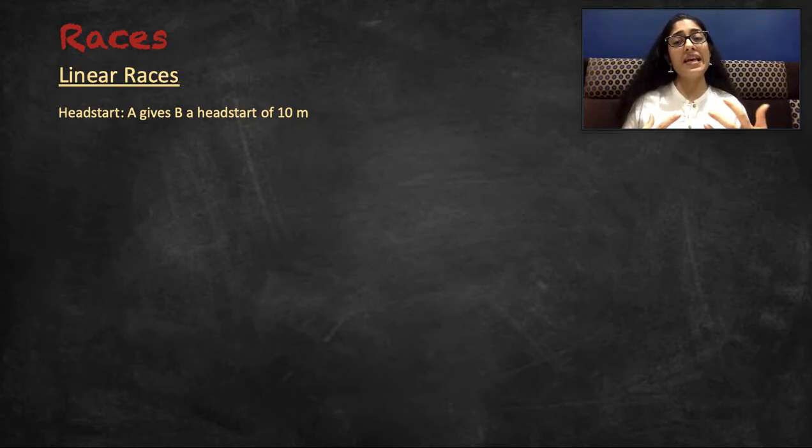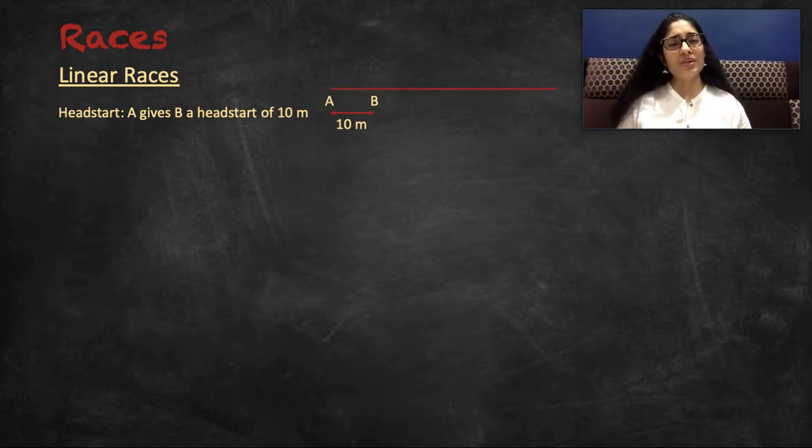So when I say A gives B a head start of 10 meters, it actually means that A allows B to start 10 meters ahead of the starting line, which means speed of A must be such that time taken by A to cover 100 meters would be equal to time taken by B to cover 90 meters.